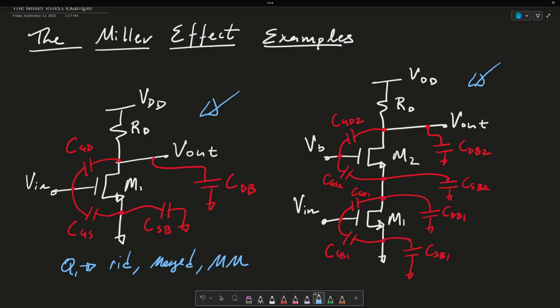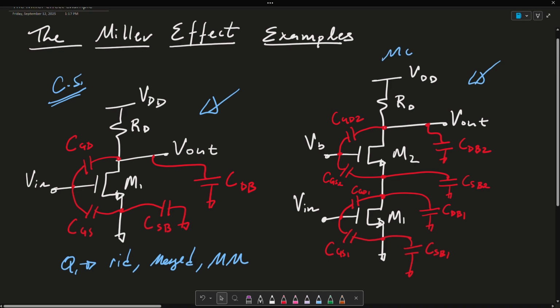If you want to go ahead and pause the video and see if you can answer these three questions for these two configurations, please go ahead and do so. And then you can come back to the end of the video and see if you got the right answer. Again, this is a common source amplifier, where the second one is a MOSFET Cascoded amplifier, or an MCA.